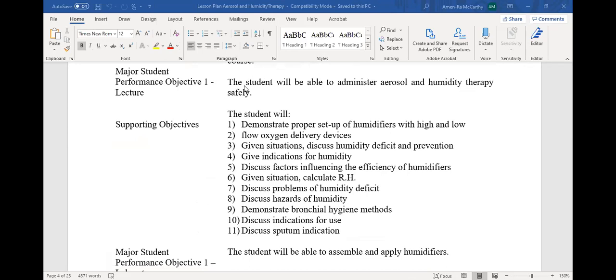All right. Objectives for today. The objectives for today. Student will be able to demonstrate proper setup of humidifiers with high and low devices. And that should be just still part of number one, really. Number two, the next one, given situations, discuss humidity deficit and prevention, right? Give indications for humidity. What are the reasons why we need to do humidity? What will be some reasons we need to do humidity?